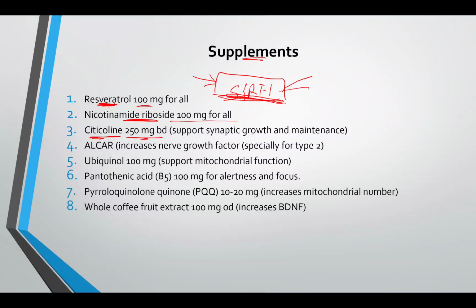Acetylcholine is important also. It supports the synapse growth, the connection between cells, and maintains these synapses. ALCAR, which is acetyl L-carnitine, increases nerve growth factor. Nerve growth factor is a stimulation for nerve growth, especially in the atrophic type, a type which has nutrient deficiency. Ubiquinol supports mitochondrial function. All these supplements are available in the shops that sell supplements. Pantothenic acid, vitamin B5, is important for alertness for people who are sleepy and with less focus. Pyrroloquinoline quinone, which is the PQQ I mentioned before, 10 to 20 milligram increases mitochondrial number.